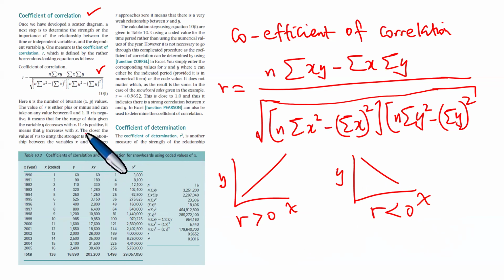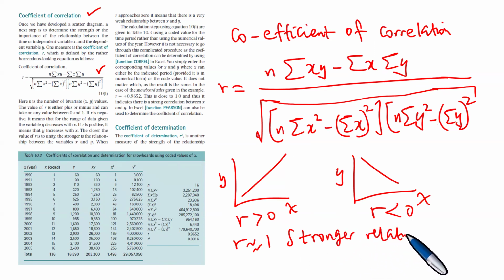Obviously now, the closer the value of R is to unity, the stronger the correlation, or the stronger the relationship between the variables x and y. If it is close to 1, then you have a stronger relationship. When the coefficient of correlation is approximately 1, you have a stronger relationship between the variables themselves.